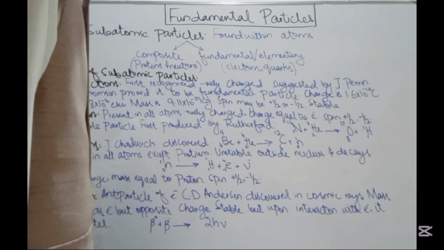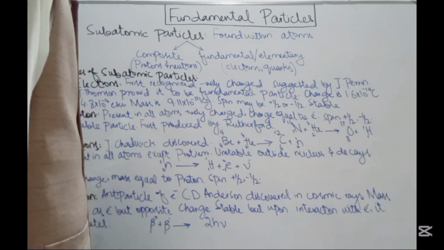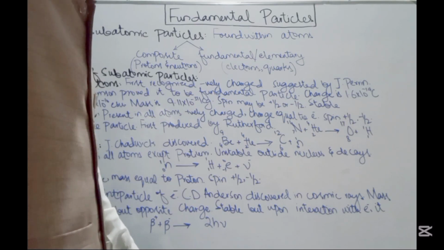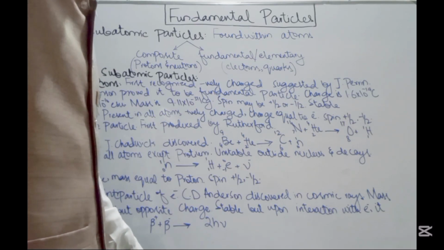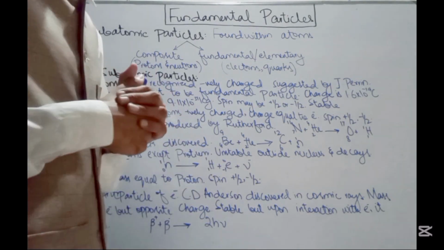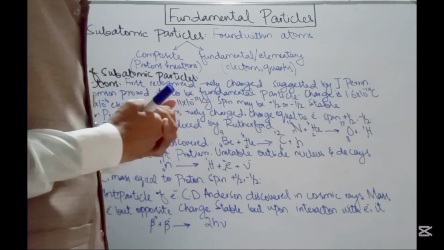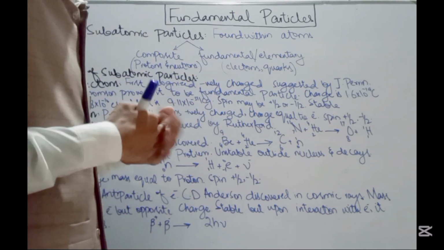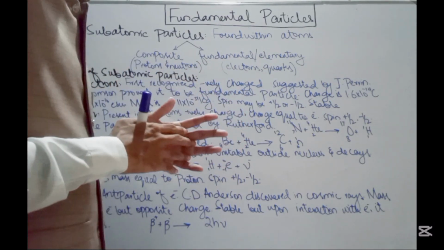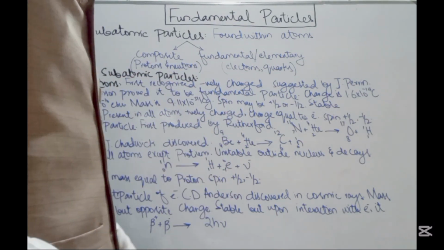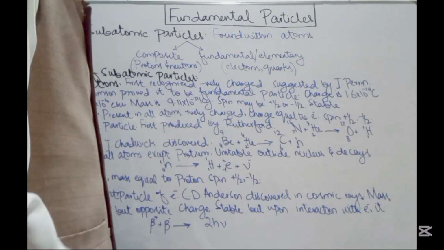The next important subatomic particle is the proton. These are present in all atoms. Positively charged particles, with charge equal to the electron. If we talk about the protons, they are extensively found. They are found in every atom. Their charge is equal to the electron but with the opposite sign. Electrons are negatively charged but the protons are positively charged.